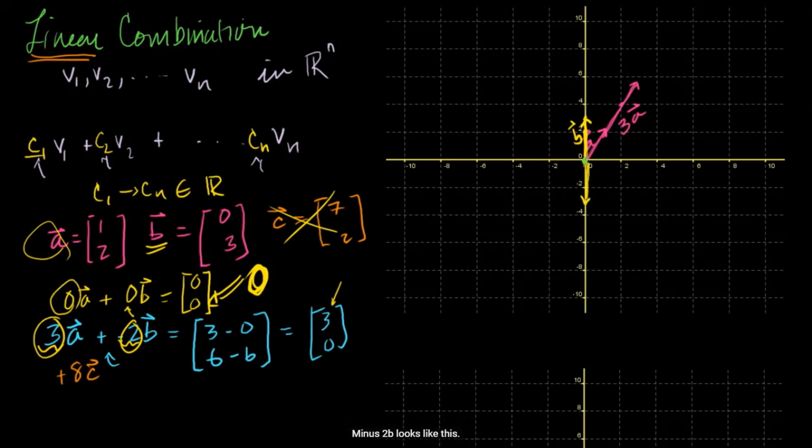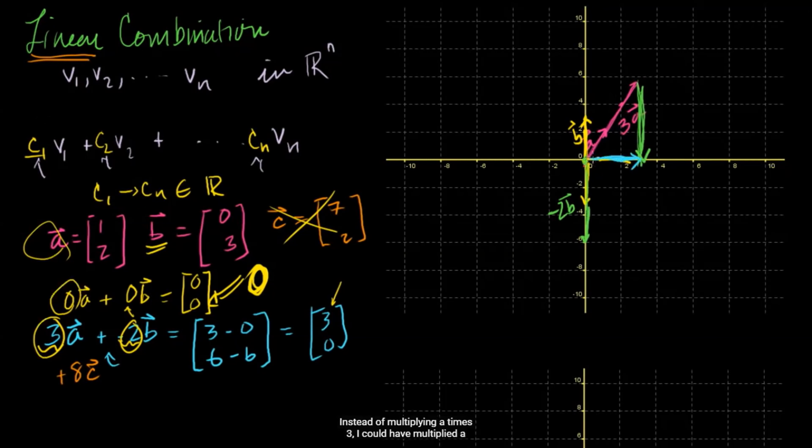Minus 2B looks like this. Minus 2B, all the way, standard position. So if you add 3A to minus 2B, we get to this vector. Get this vector right here. And that's exactly what we did when we solved it mathematically. You get the vector 3, 0. Get this vector right here, 3, 0. But this was just one combination, one linear combination of A and B.